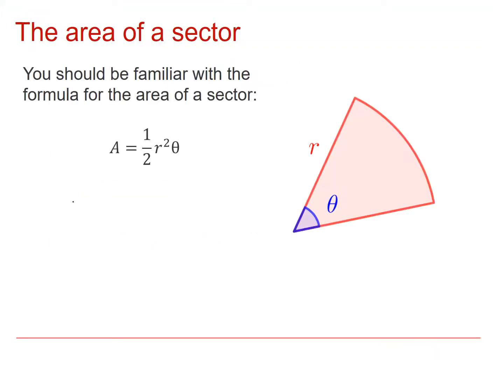We should know that the area of a sector is equal to a half r squared theta, where theta is measured in radians. If you look at the sector over here, that's actually a fraction of a whole circle, and it's theta over 2 pi of the whole thing.